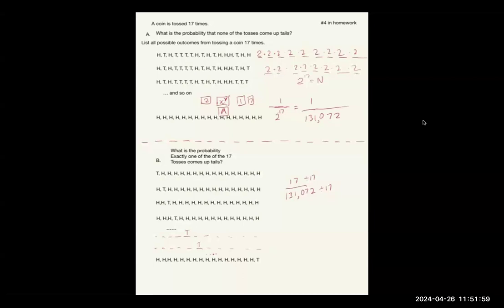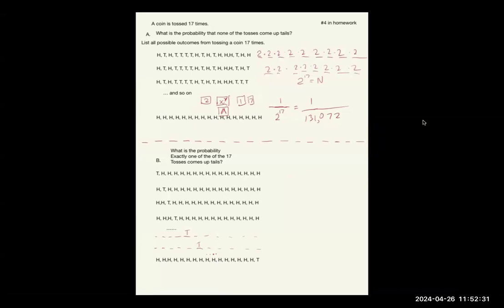Okay, so we figured out that 2 to the 17th power is 131,072. So the probability that none of the tosses is tails is one in 131,072. Next, they ask, what is the probability that exactly one of the 17 tosses comes up tails?